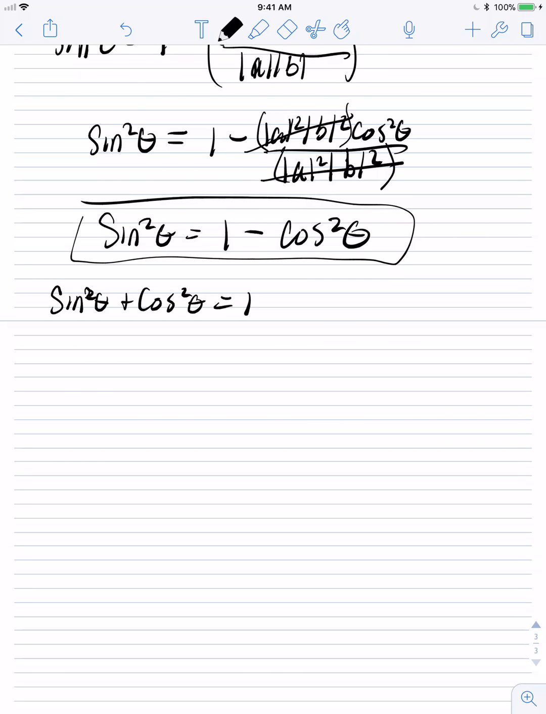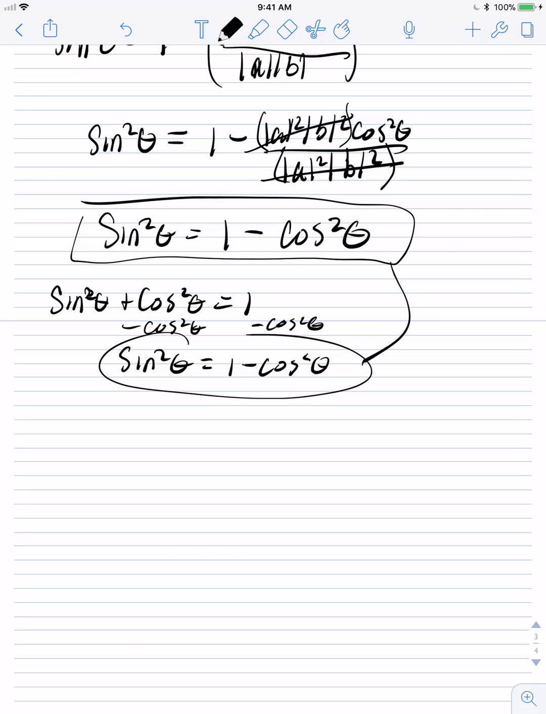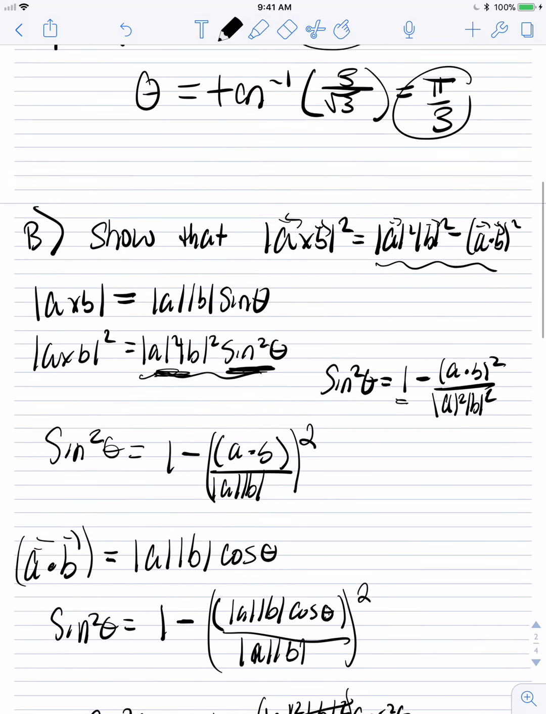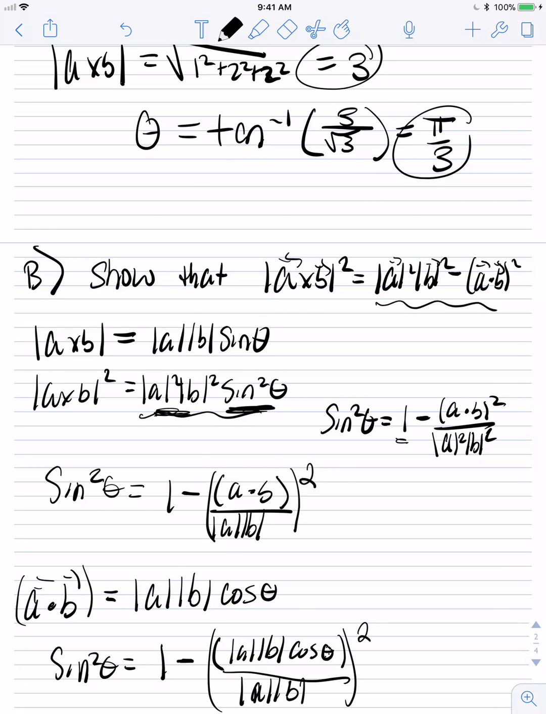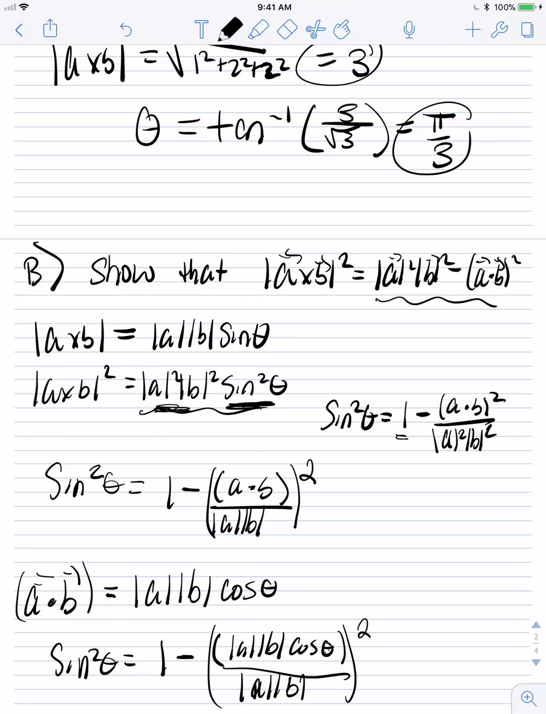If we subtract cosine squared theta on both sides, we get that sine squared theta is equal to 1 minus cosine squared theta, which is the same as this. Therefore, we proved that a cross b squared is equal to a squared b squared minus a dot b squared.